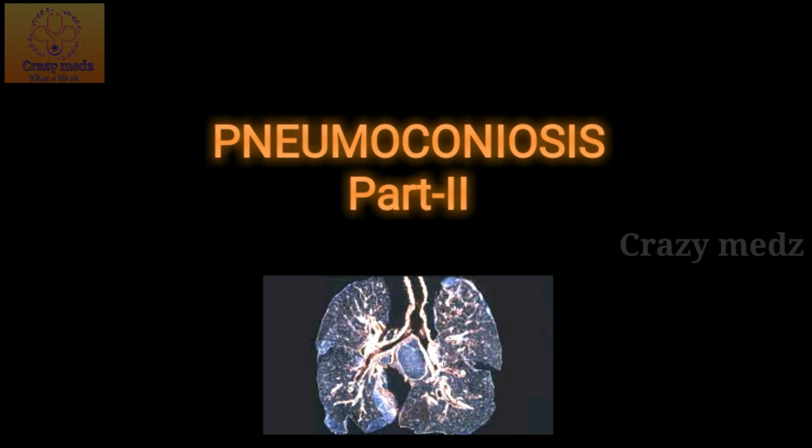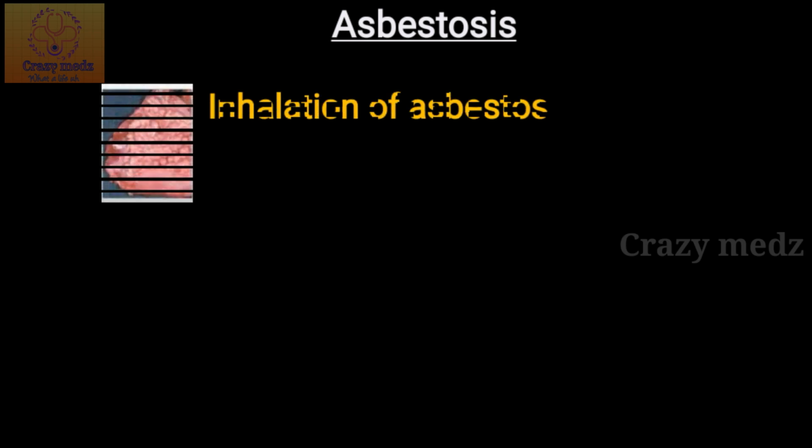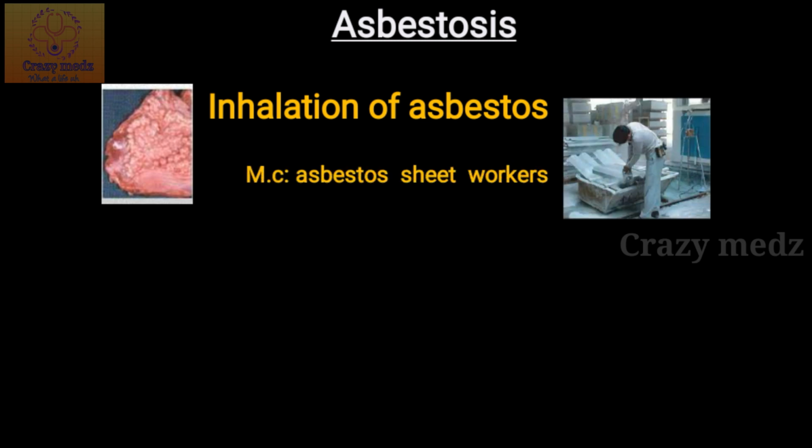Today we will continue with pneumoconiosis. In Pneumoconiosis Part-1, we discussed coal workers pneumoconiosis and silicosis. In Part 2, we will be dealing with asbestosis. What is asbestosis? Similar to coal workers pneumoconiosis and silicosis, asbestosis is also an occupational hazard. It is caused due to inhalation of asbestos, and it is most commonly seen in asbestos sheet workers.